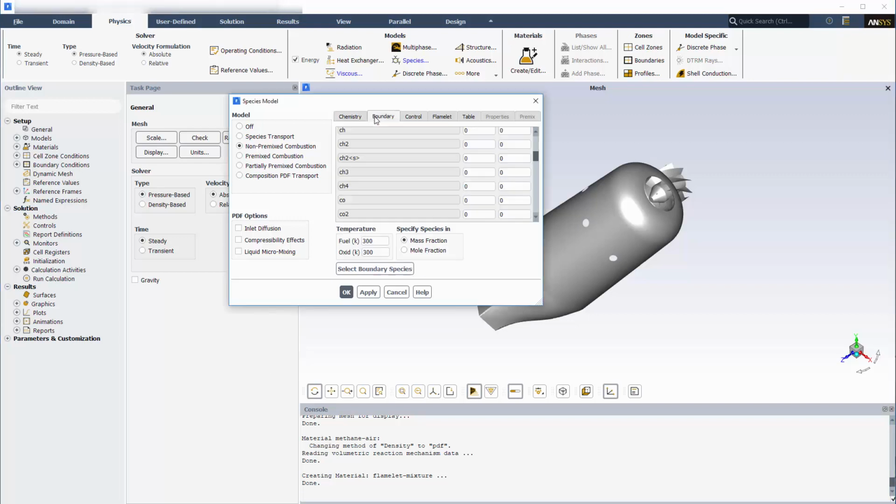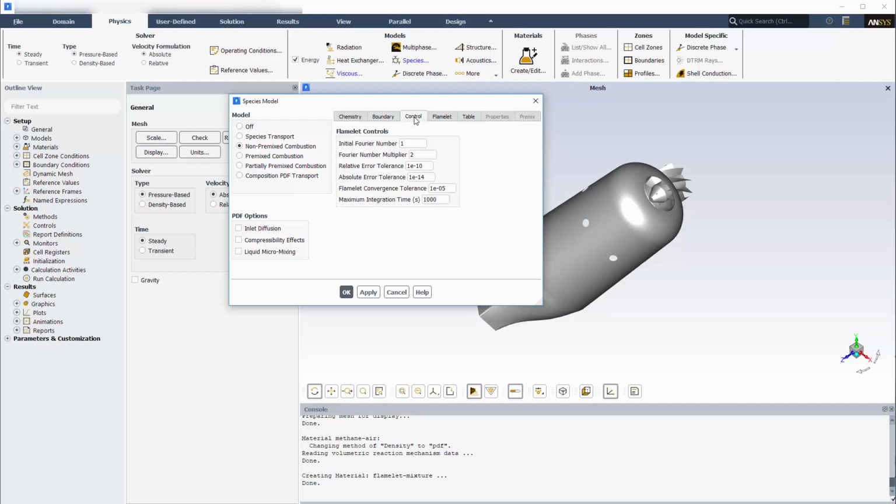In the boundary tab, I specify the composition and the temperature of the fuel and oxidizer streams entering the reactor. In this case, the fuel will be methane, so I will give it a mass fraction of 1. The oxidizer is air, which is roughly 23% oxygen and 77% nitrogen by mass. Notice that I can set the temperature of each fluid in this menu.